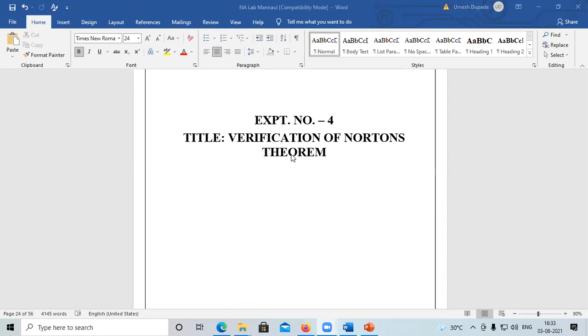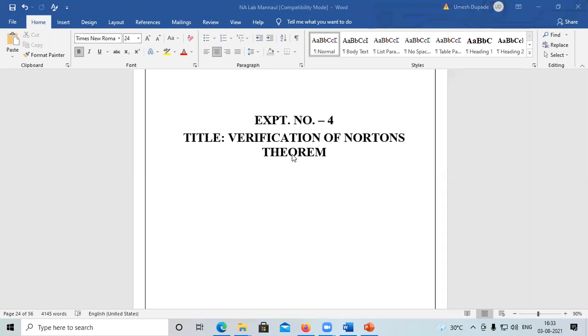The procedure for finding Norton's current and the Norton resistance: finding the Norton resistance is the same as in Thevenin's theorem, and finding Norton's current is a little bit similar, but just short circuit the terminals A and B. After short circuiting the terminals, represent the current IN and calculate the value of current IN.